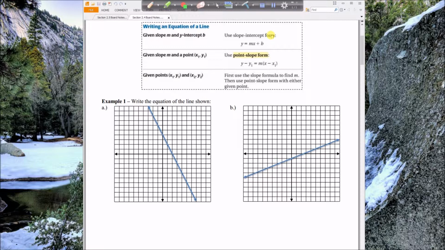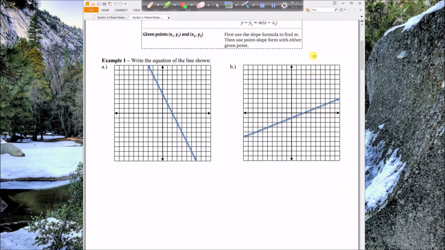We spoke about that last lesson. Also, point-slope form. Point-slope form is if they give you a point on the line and a slope of the line, then you can write the equation using point-slope form. And also, if they just give you 2 points on the line, you can also write the equation by first finding the slope and then using one of the points and the slope with the point-slope formula. So that's what we're going to do in the first few examples.